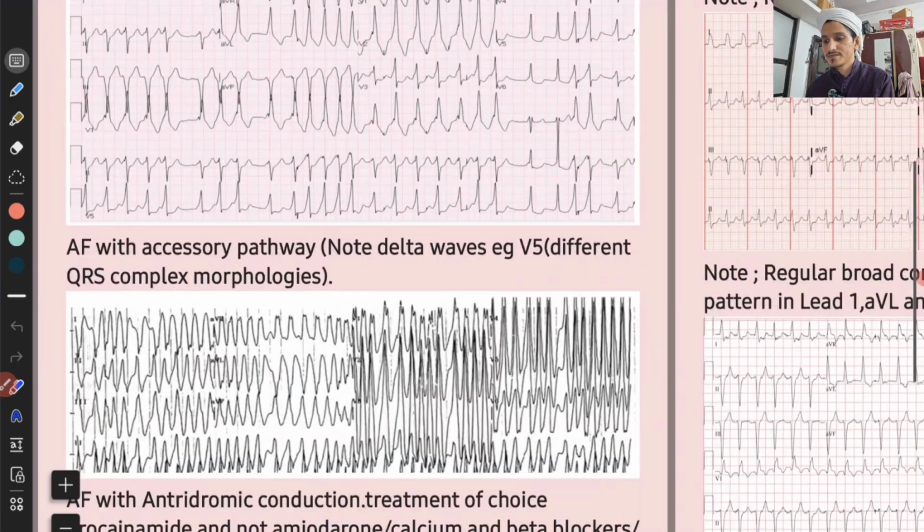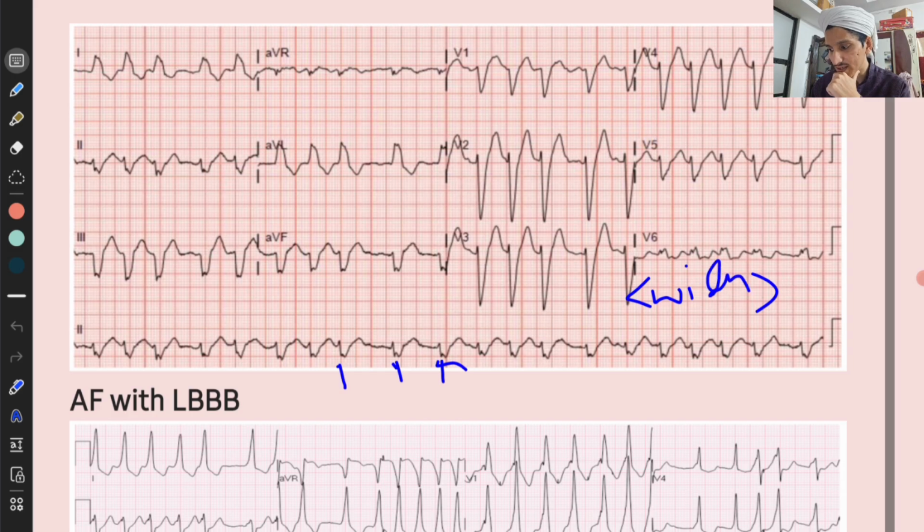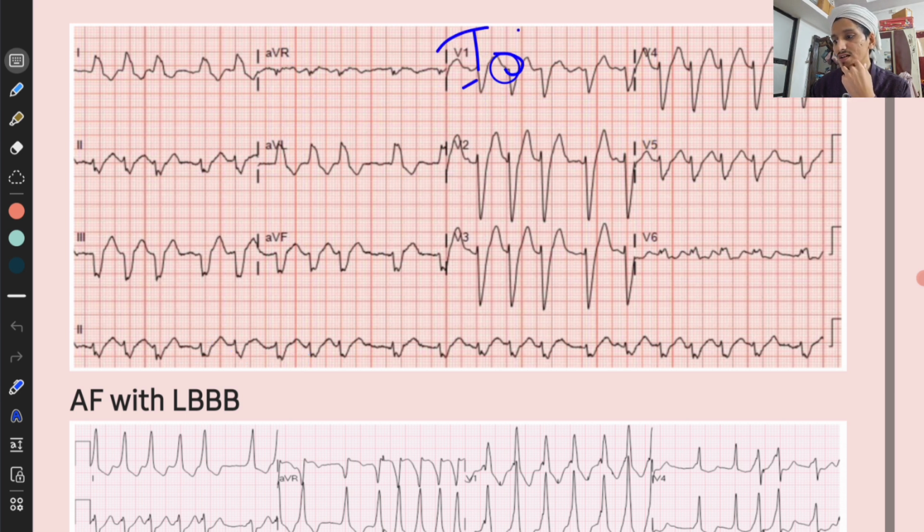Now these are some difficult ECGs. If you see these QRS complexes, they look prolonged, a wide QRS complex. You see the interval between the QRS complexes, the RR interval is irregular. That means it is an irregular, wide complex tachycardia.